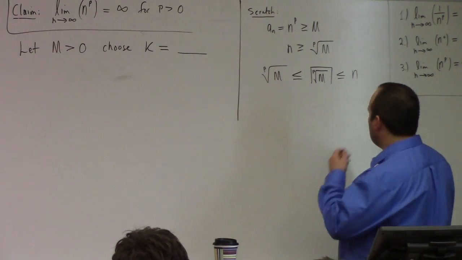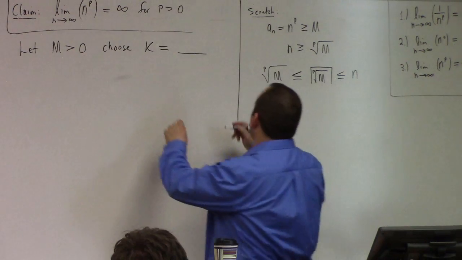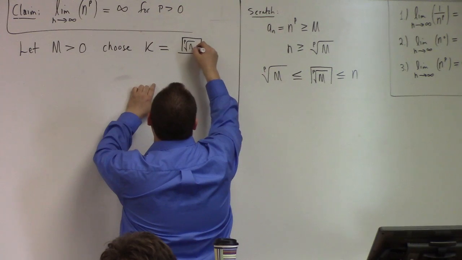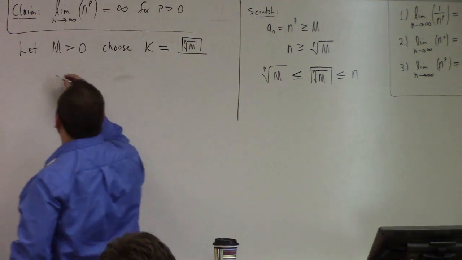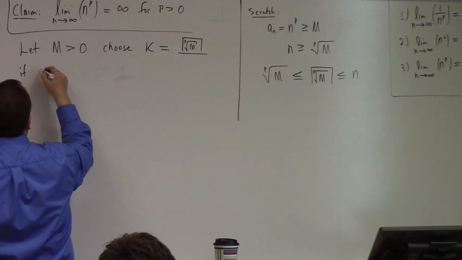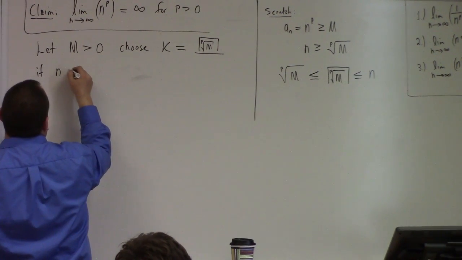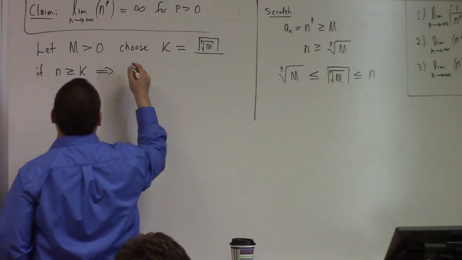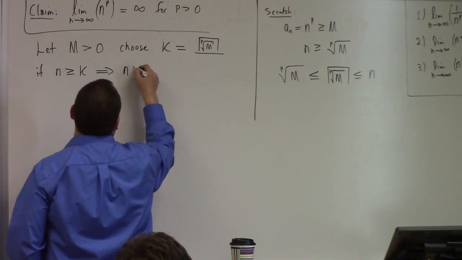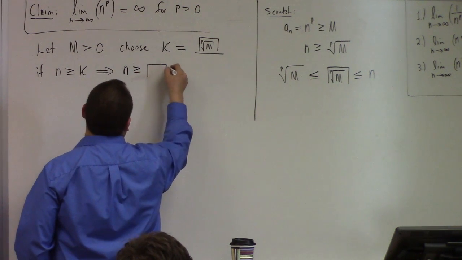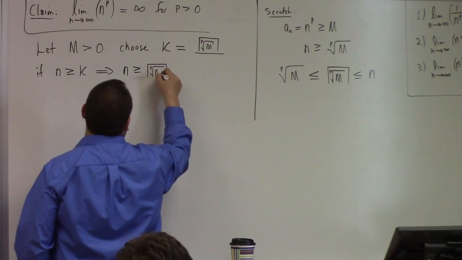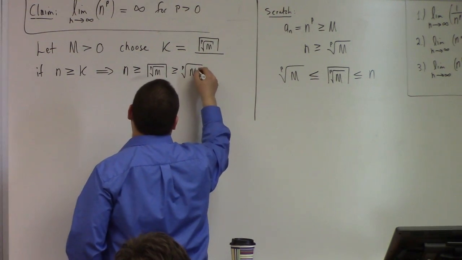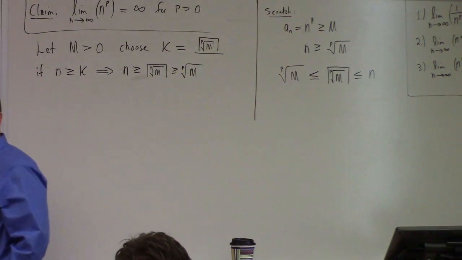I think I can do that. Yeah. So let's choose K equal to the ceiling of the pth root of M. And then consider if n is greater than or equal to K, that implies what? That implies that n is greater than or equal to the ceiling of the pth root of M, which is, by the way, greater than or equal to the pth root of M. Then what?